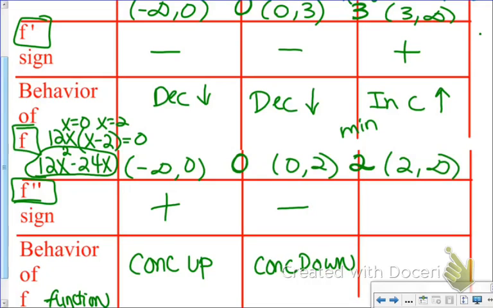And then pick a number between 2 and infinity. 3. If you plug a 3 into the second derivative, what do you get? Positive or negative? Positive. Okay. So that would be concave up.